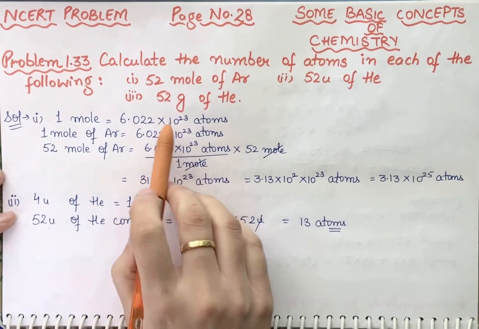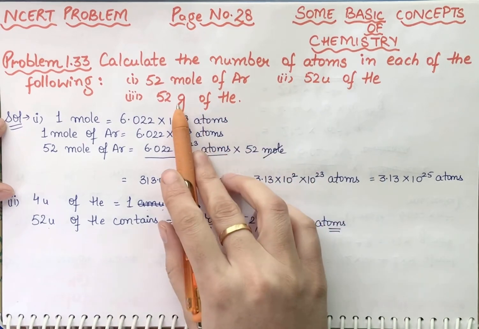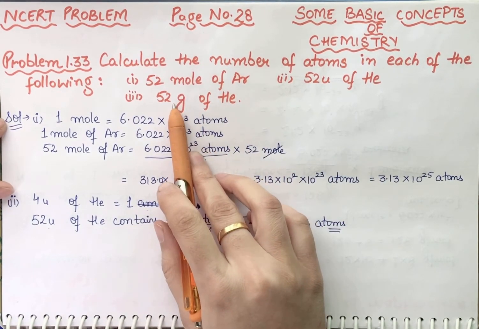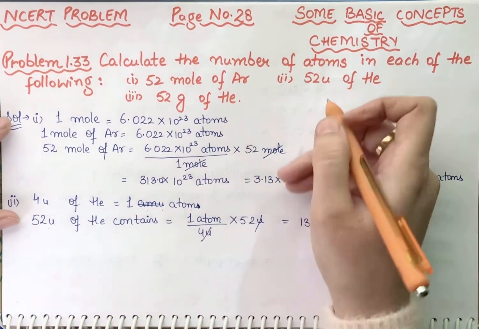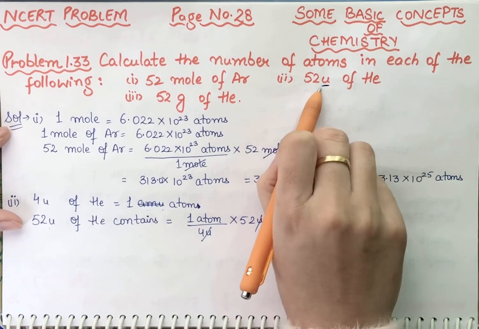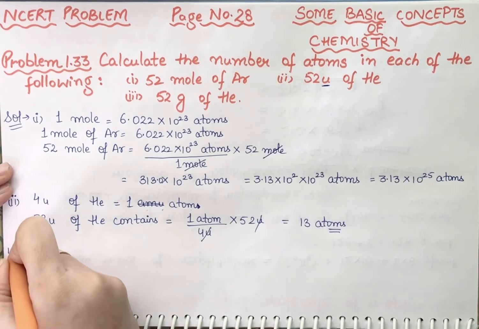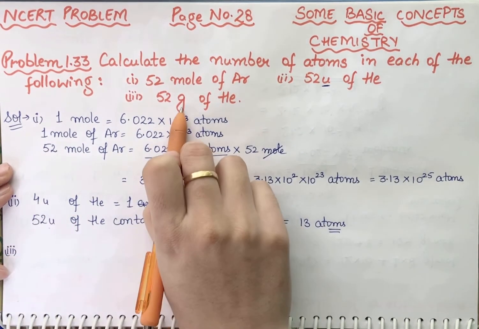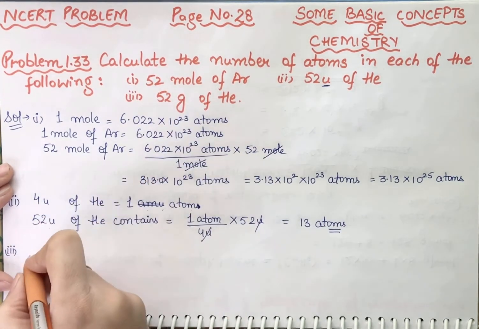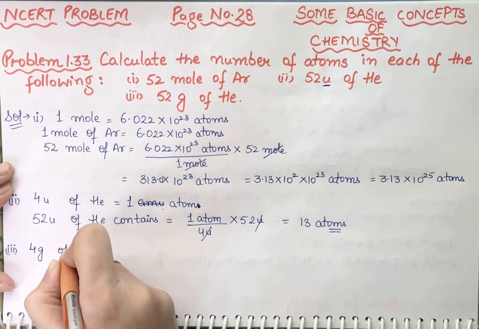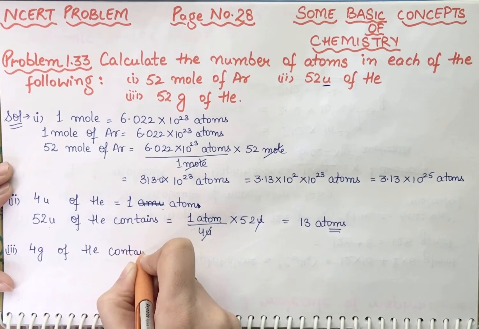Now here I am having 52 gram. Okay, there is difference between unit and gram. Here if they have mentioned you the value in grams, that means they are talking about 1 mole of atoms. If they have mentioned you the value like this, it means they are talking the mass of one atom, right? So what I'll say, I'm having the mass of 1 mole of helium, right? So what I'll say, 4 gram of helium contains 1 mole of atom, right?